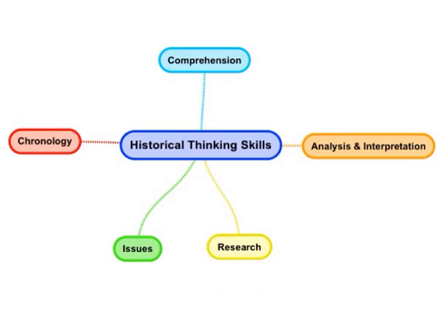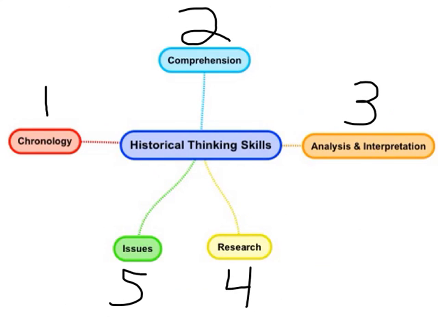So here we go. In front of you, you see a concept map outlining the key historical thinking skills. Step 1 is chronology. Step 2, comprehension. Step 3, analysis and interpretation. Step 4, research. And Step 5, issues. We will discuss all of these in due course as we move forward.